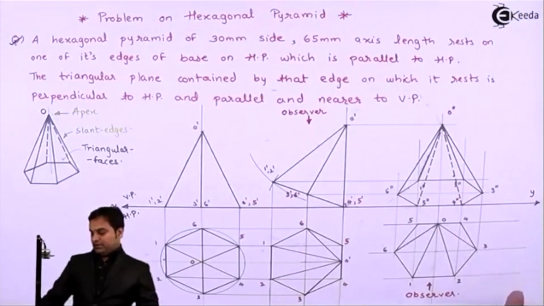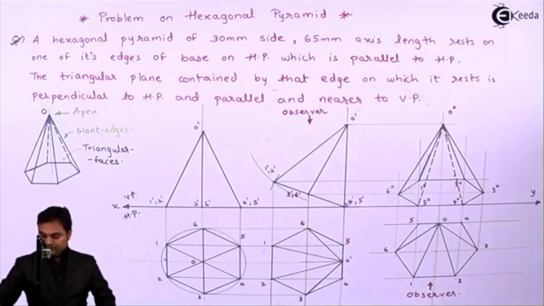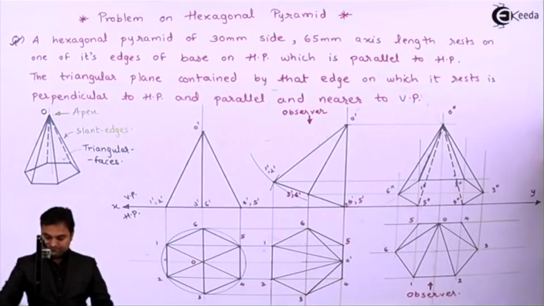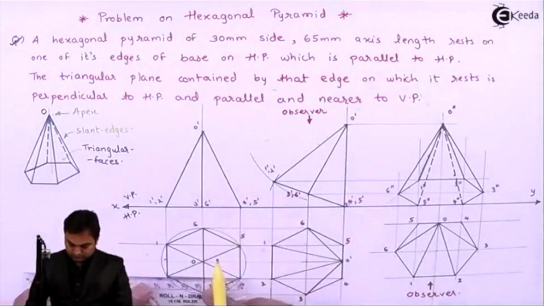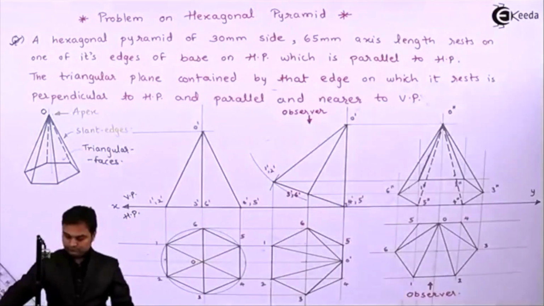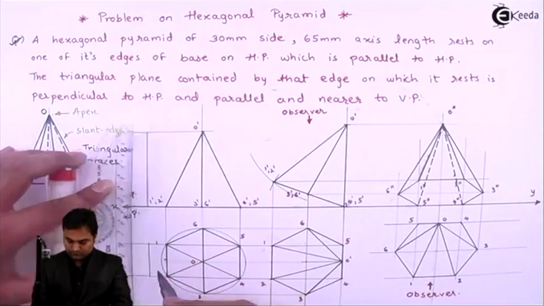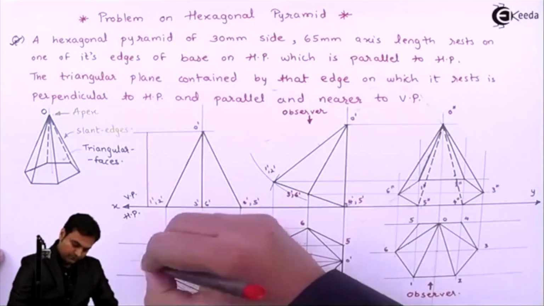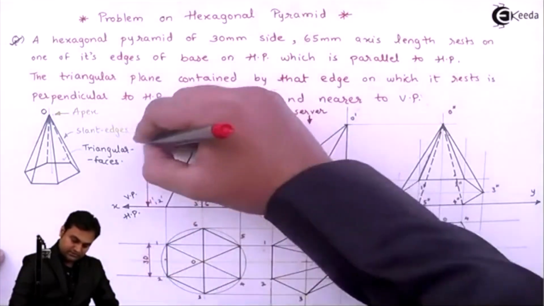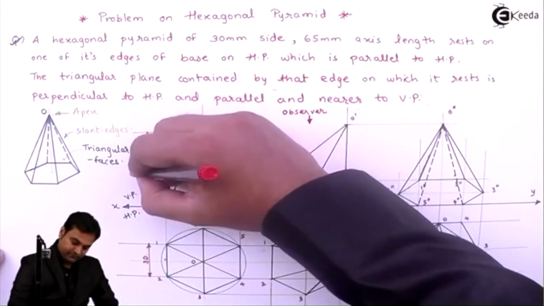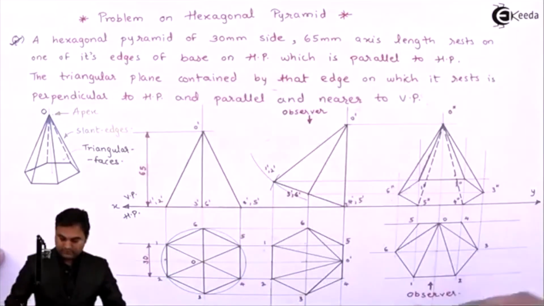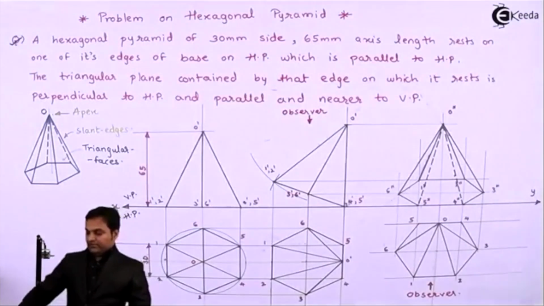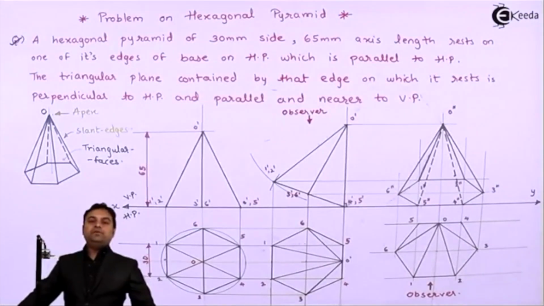Next, here this view is completed. After that, I'll give the dimensioning. Base edge is of 30 mm, 30. The axis height was 65. And after giving the dimensions, we can say that the problem has been completed.